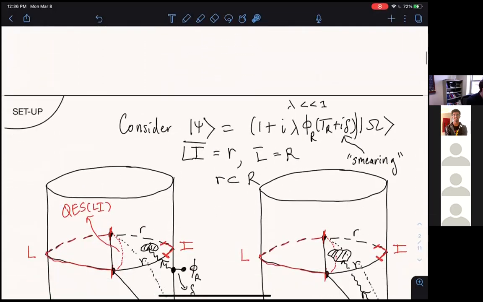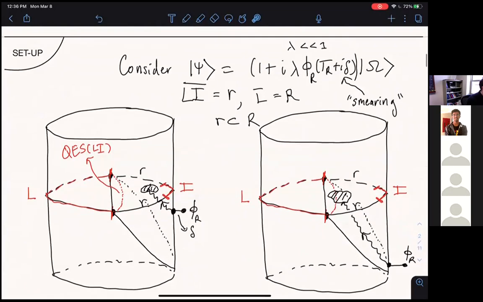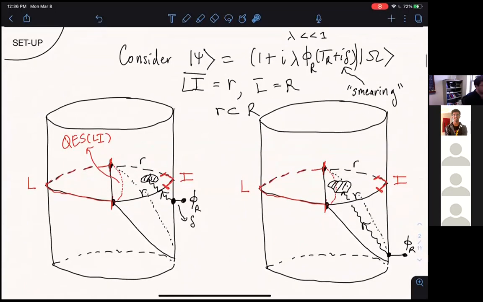All right, so let me tell you the setup. So the main idea is the following. Here I've drawn a picture which is in higher dimensions. I'll talk about a lower dimensional example for most of the talk, but in the back of your mind, you should keep this higher dimensional picture in your head.